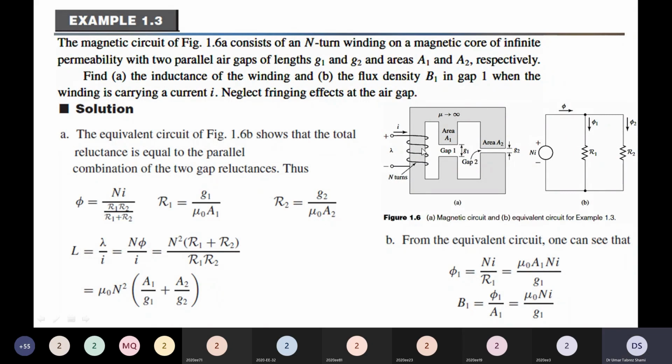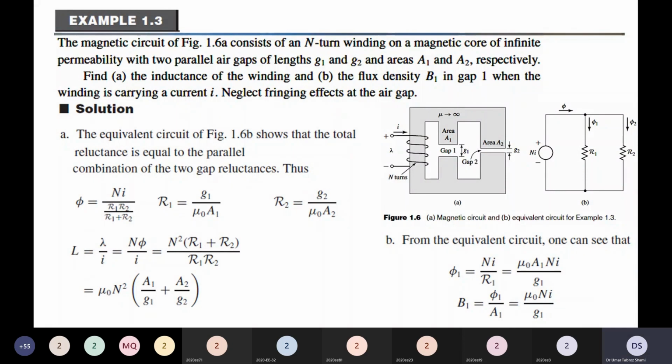राइट नाउ अगर आप इस पाथ को सिर्फ एक सिंपल पाथ ही समझें और उसका रेजिस्टेंस ऑफ द पाथ को जीरो कर दें, देन वी विल हैव स्ट्रेट लाइंस. ये जो स्ट्रेट लाइंस हैं ये क्या शो कर रहे हैं? दे आर शोइंग दैट द पाथ ऑफ द कोर it has infinite permeability, so that the reluctance is almost zero, and therefore we are ignoring the reluctance of the magnetic core material.